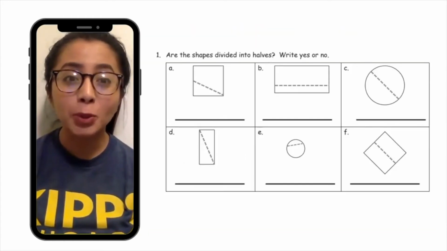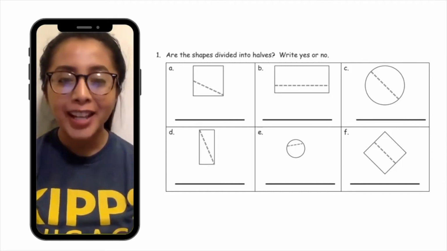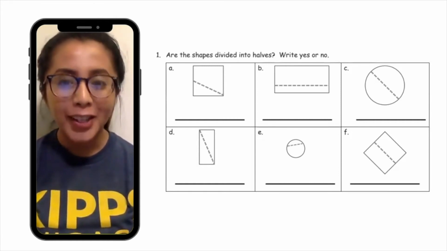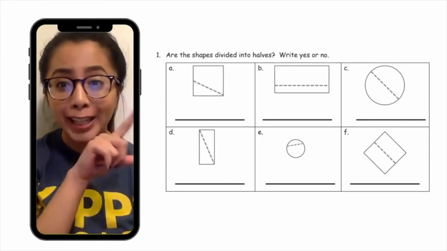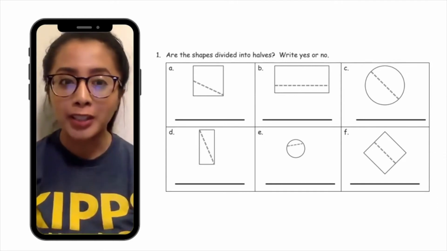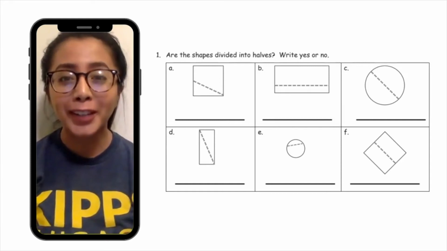Now let's practice what we learned about halves. So you can write it down on a piece of paper, or you can just say the answers with me. So we're going to go through letters A, B, C, D, E, and F. So each box has a letter assigned to it. So let's start with letter A.